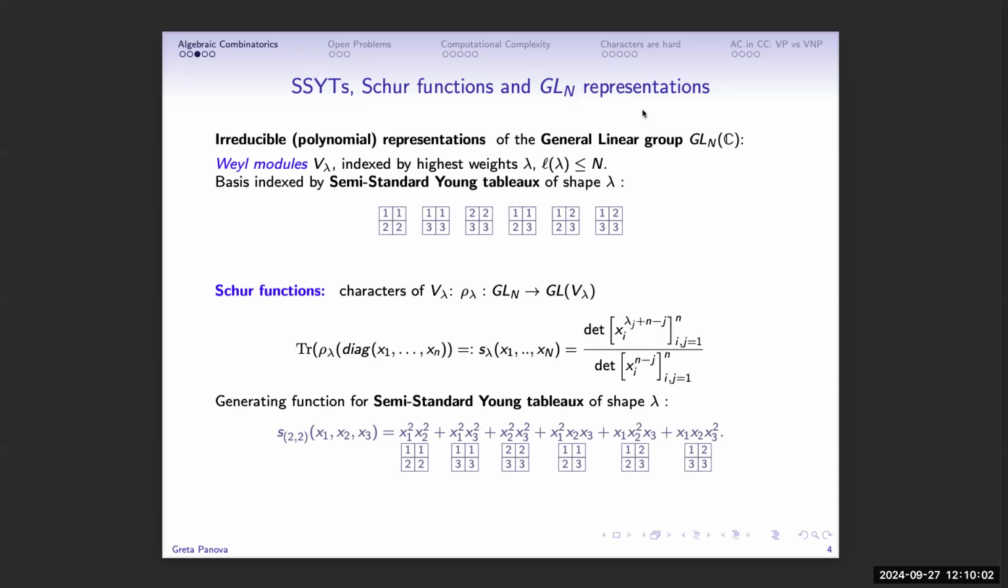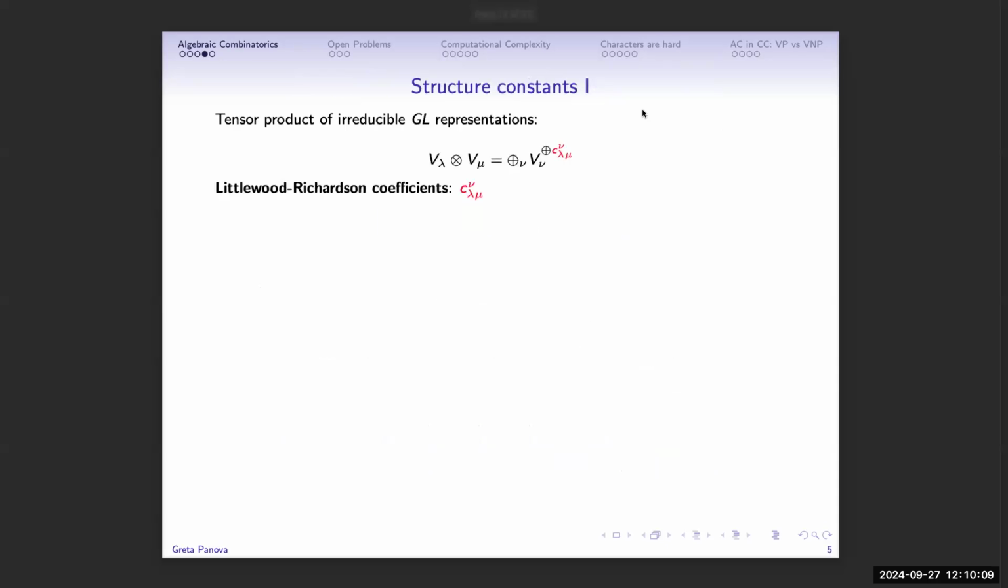So I guess that looks like it's already pretty well understood. Well, one can take tensor products. The tensor product of two irreducible Weyl modules of the general linear group is also a representation, and as a representation it is going to decompose into irreducible components.